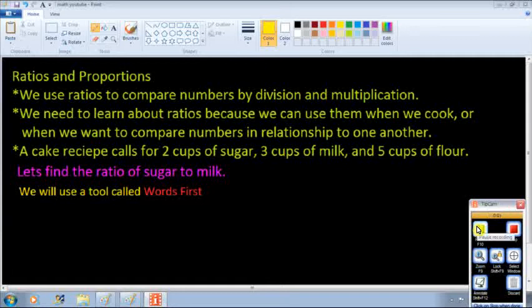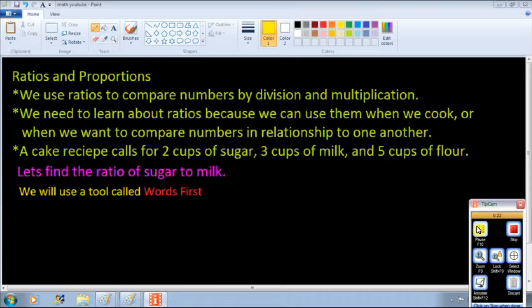Okay, today we're going to work on ratios and proportions. Remember, you can always pause and rewind if we're going too fast. So we use ratios to compare numbers by division and multiplication. We need to learn about them because we can use them when we cook or when we want to compare numbers in relationship to one another.